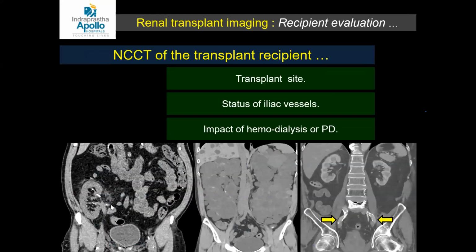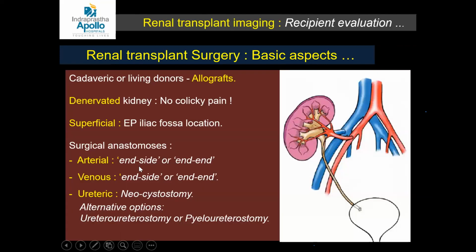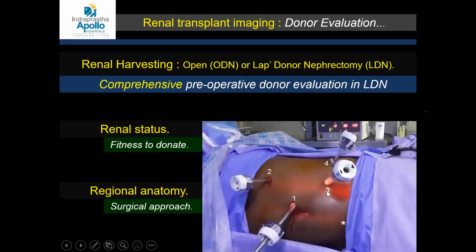For the transplant recipient, we look at the iliac fossa region, at the space available for the transplant, and at the tortuosity of the iliac arteries on both sides. So the basic surgical concepts are known to everyone. The CT is useful to decide the fitness to donate. Renal status should be evaluated, and the regional anatomy to decide the surgical approach.